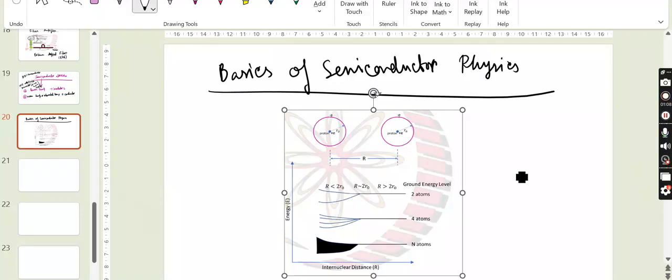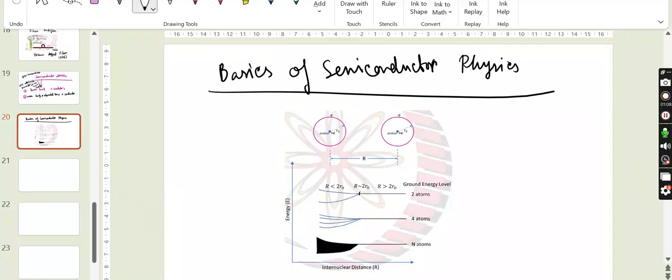So see here the interatomic distance. When they are at least 2 r naught apart, they actually have one energy level. Two atoms, four atoms, and n atoms, whatever is the case, there is no appreciable overlap of the wave functions, and consequently, the discrete ground energy levels remain the same as that of an isolated atom. So, for isolated atoms, the discrete energy level remains the same.